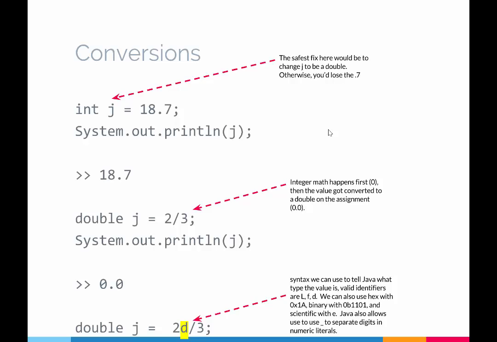Safety in conversions means not losing information. The reason why that's important is because when you're not losing information, Java will do a lot of conversions for you, and you don't have to explicitly do them in your code.